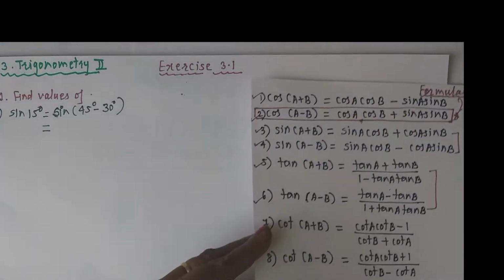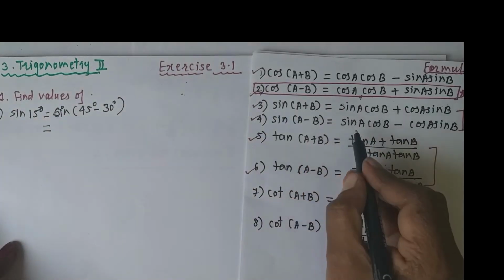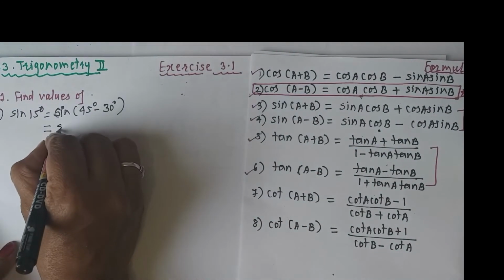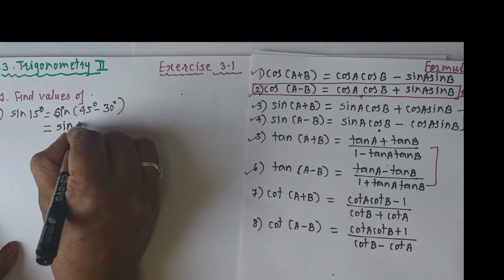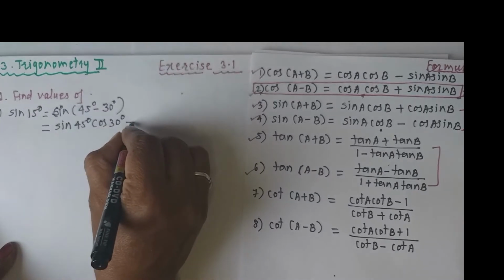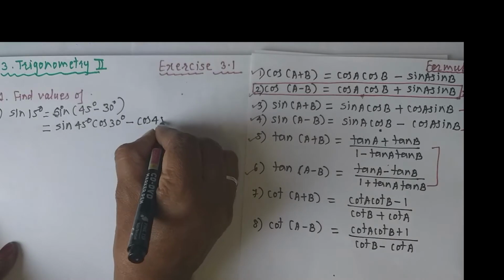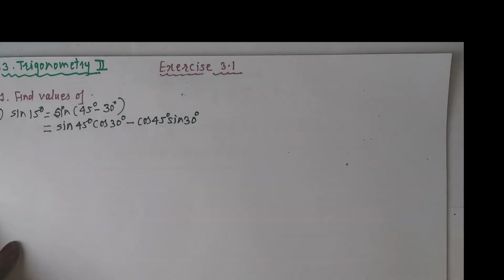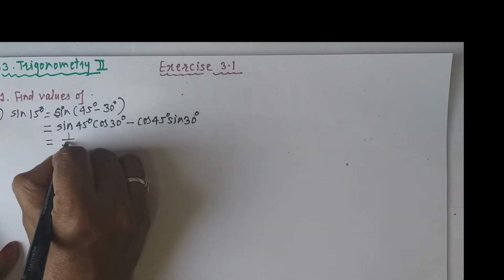See here. Formula for sine A minus B is sine A cos B minus cos A sin B. Therefore, here sin A means 45, cos B means 30 degree, minus cos A sin B. A is 45 degree, B is 30 degree. Now from your table 0 to 90 degree, what is the value of sin 45 degree? That is 1 upon root 2.